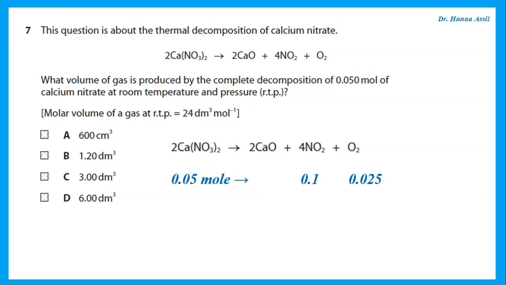Now we want the total volume. That means we can use the total number of moles of the gas. Total number of moles would be the 0.1 plus the 0.025, so that's 0.125. And we know that at room temperature and pressure, the volume is number of moles times 24, that is 3 decimeter cubed.